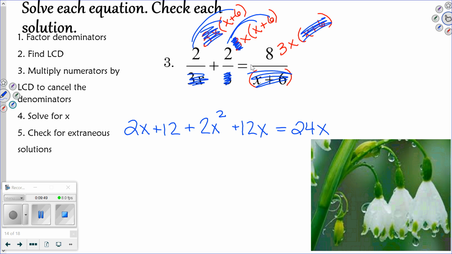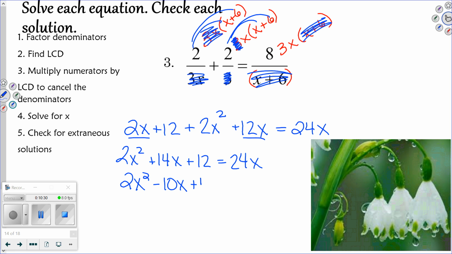Questions on what we did so far? Alivea, you want to grab your notes from Wednesday and try to jump in, hun? That's what? So from here, I can clean up the one side. Over here I have 2x squared plus 14x plus 12 equals 24x. Do I need to set this equal to 0? Do you have an x squared? Yeah, so then I need to set it equal to 0. So we'll get 2x squared. Subtract that over. Gives me negative 10x plus 12.